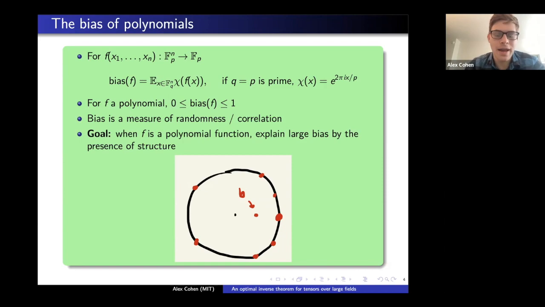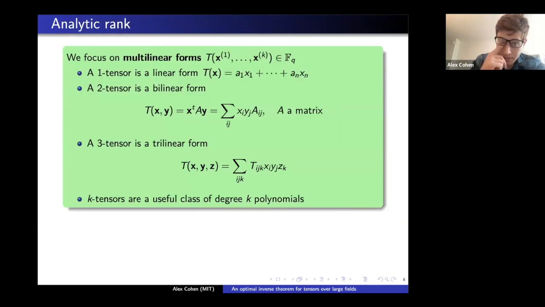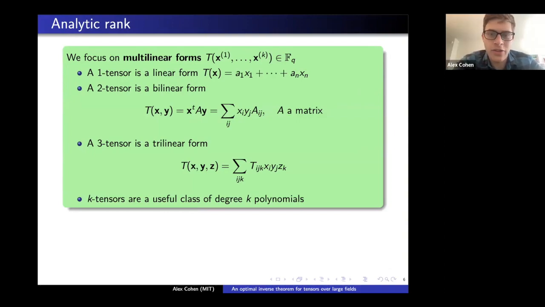Okay. So I'm going to talk about analytic rank. We're focusing on a kind of special, but not very special, class of polynomials, which are the multilinear ones. So it's polynomials that take in k vectors, x1 through xk, and the output is a multilinear function of those inputs.